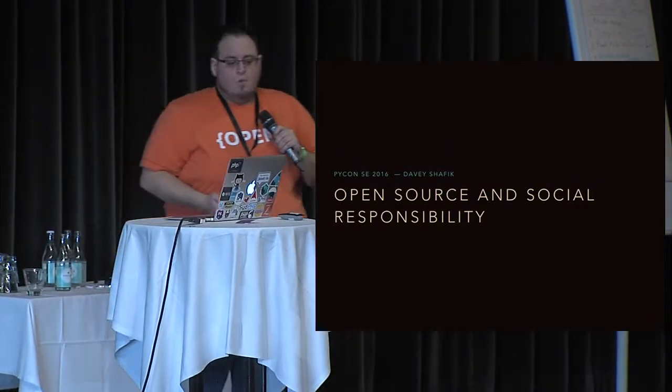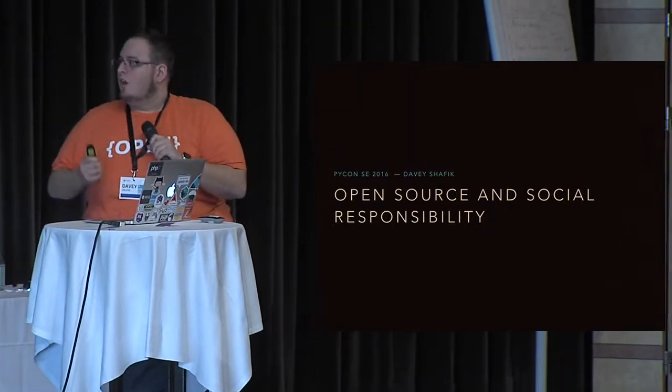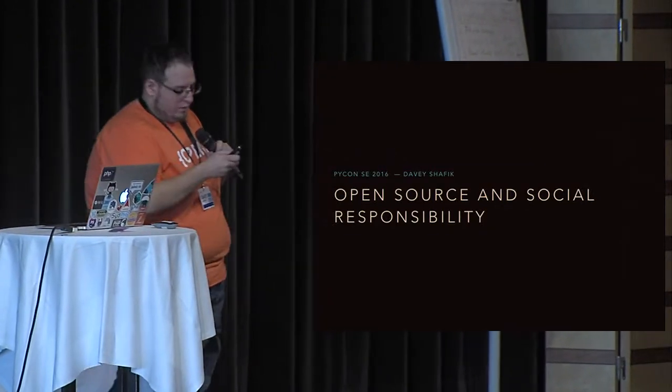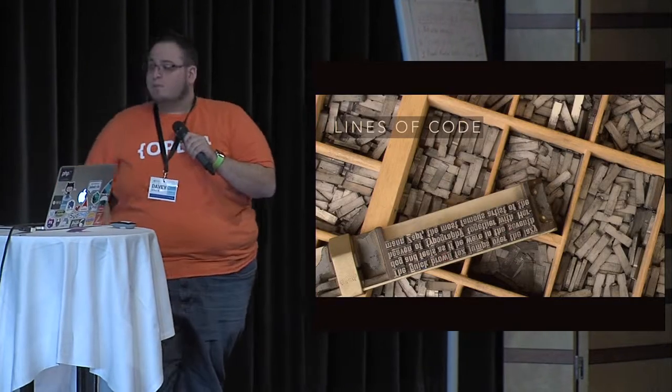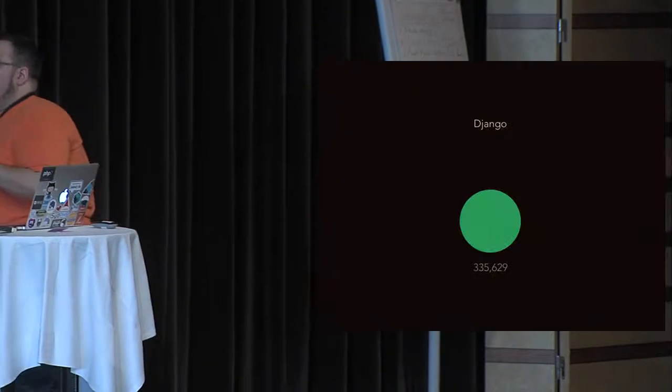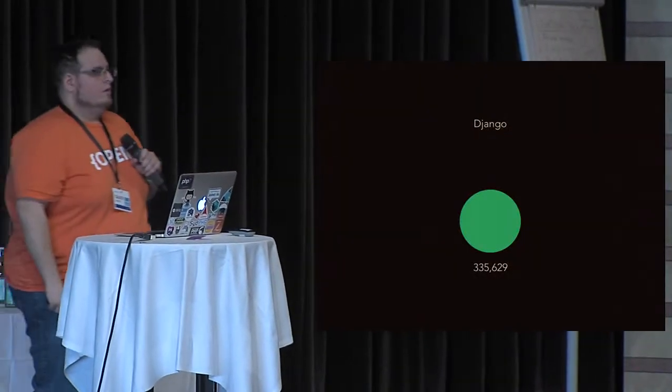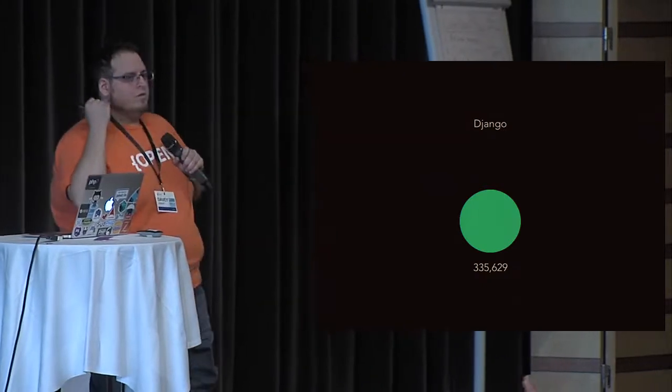So I want to talk about lines of code. I should probably turn this on, it'll work a lot better. There we go. So that's what I'm going to start talking about. So who here uses Django? Did you know it was 330,000 lines of code?